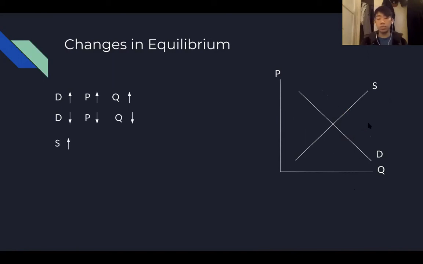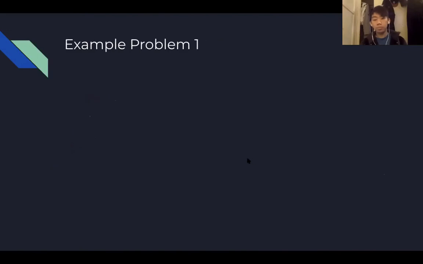Now, if we decrease demand, then you notice that the overall price and quantity have decreased. Next, let's increase the supply. If we increase the supply, you'll notice that the overall price has decreased, but there's more quantity. Next, if we decrease the supply, prices increase, and the quantity decreases as well. So let's work on a single example problem.